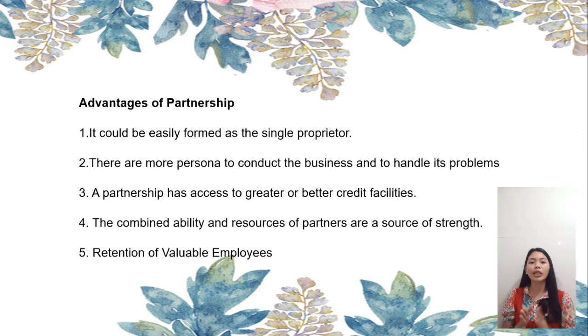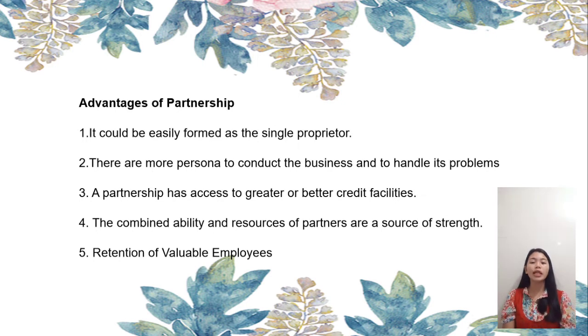The third one is a partnership has access to greater or better credit facilities. Banks and credit institutions are willing to lend more money when two or more partners assume unlimited liability for the partnership's obligations. Credit can be used to purchase supplies and raw materials. The fourth one is the combined ability and resources of the partners are a source of strength. The partners' collective judgment helps to better solve business issues. As each partner hopes to make money, there is a stronger incentive for them to put in their best effort because efforts and rewards are closely linked.